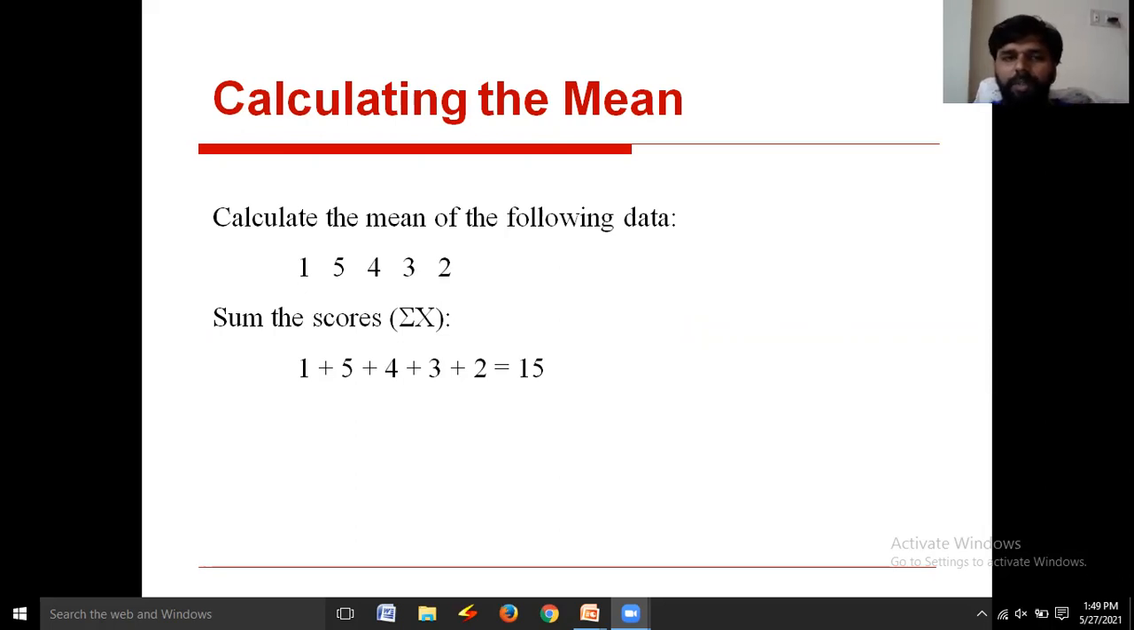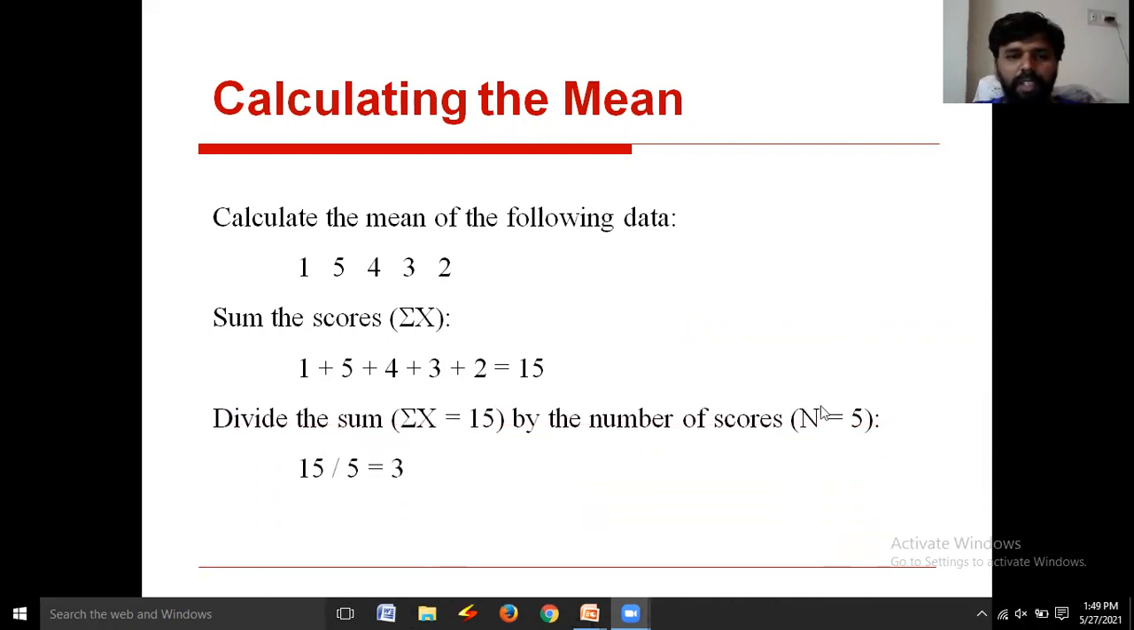Then what do we need to do? What is the formula to calculate the mean value? Summation of x by n. Here n indicates the number of elements in the data set, or the number of scores. Here the sum is 15, and 15 by the number of elements, 5, gives 3. Here 3 is the mean value for these 5 elements. Like this, we are calculating the mean value.